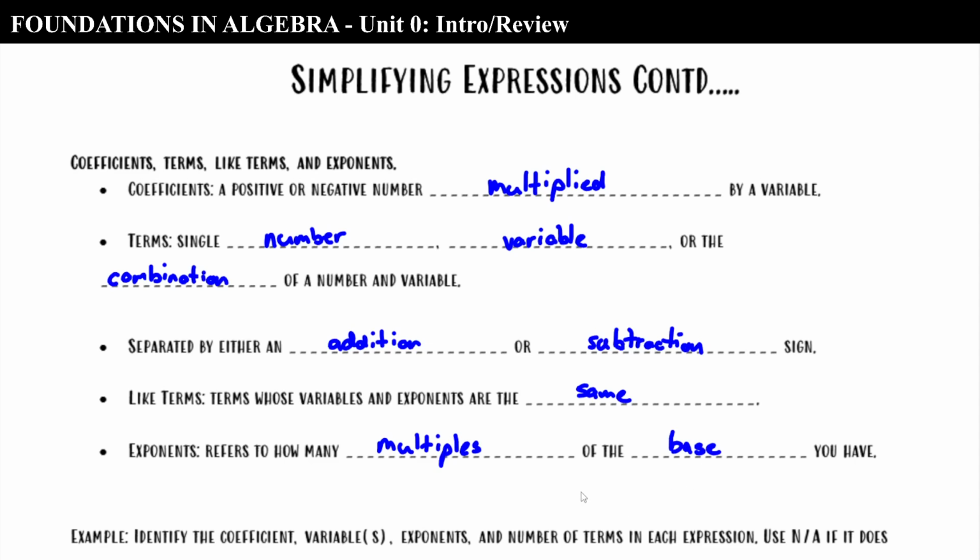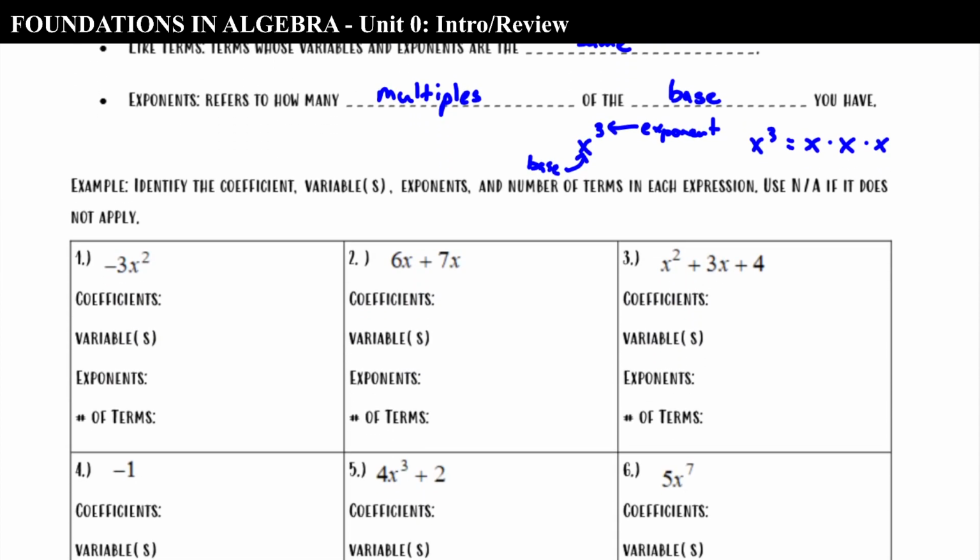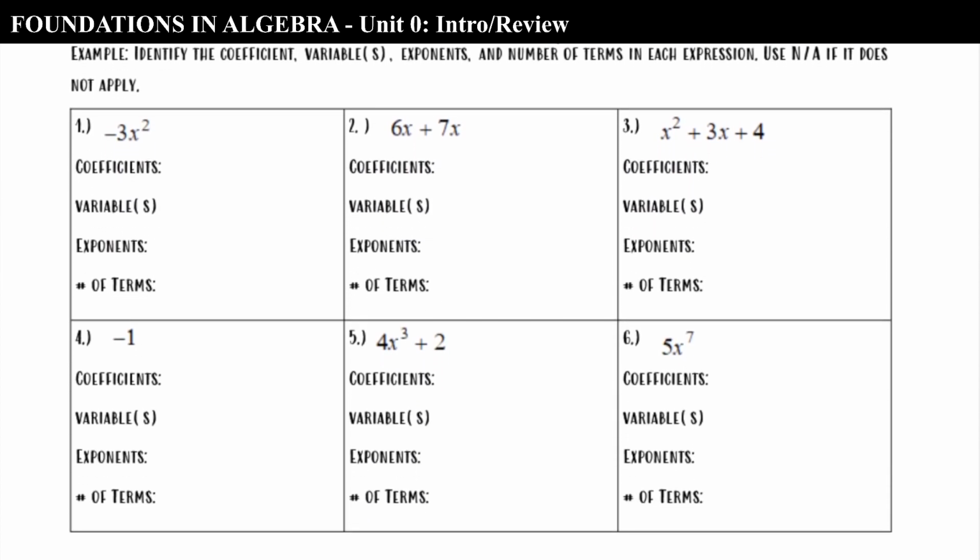Okay, so for example, say x to the third. This x is your base. And this 3 is your exponent. X to the third is the same as saying x times x times x. All right, now that we've got a little bit more terminology, let's do some examples.